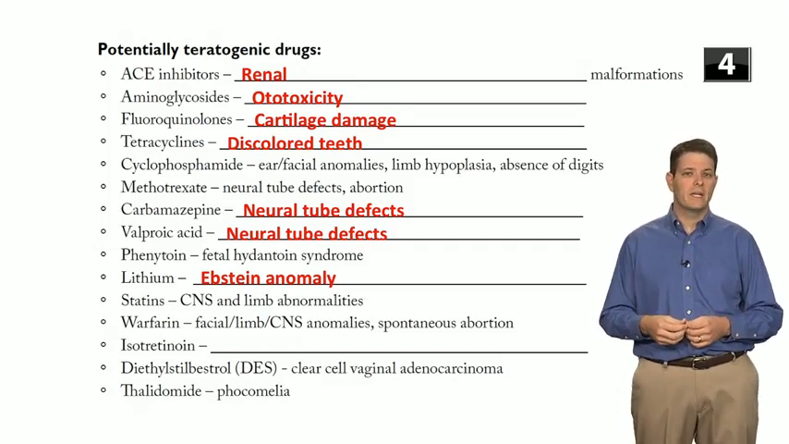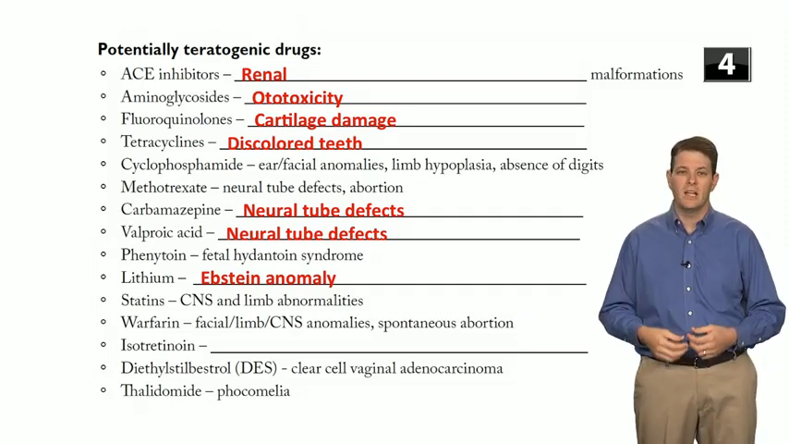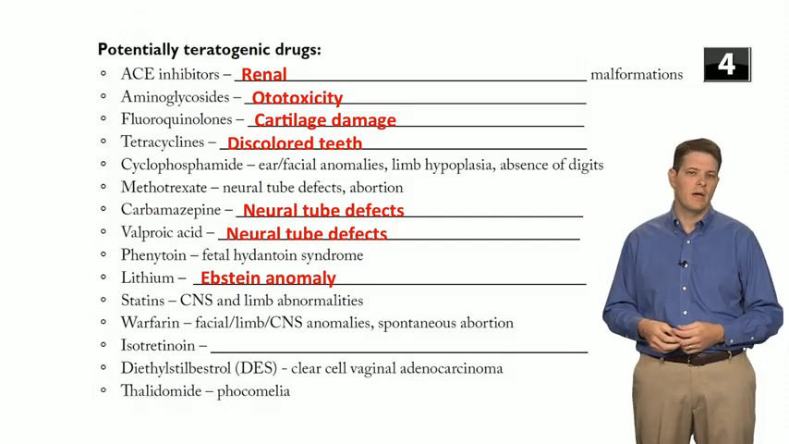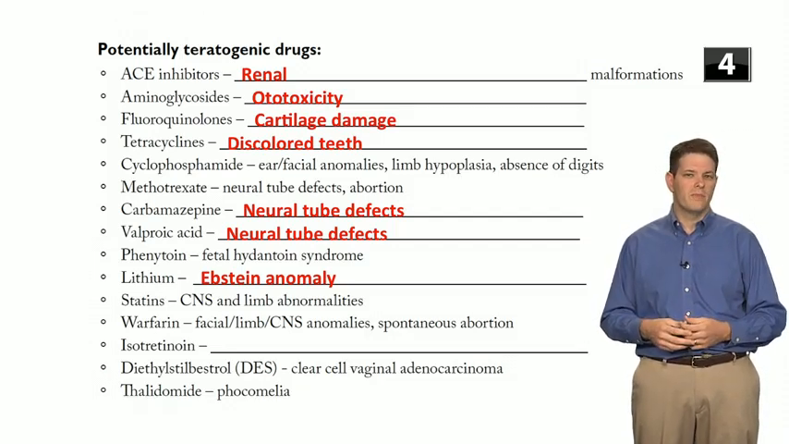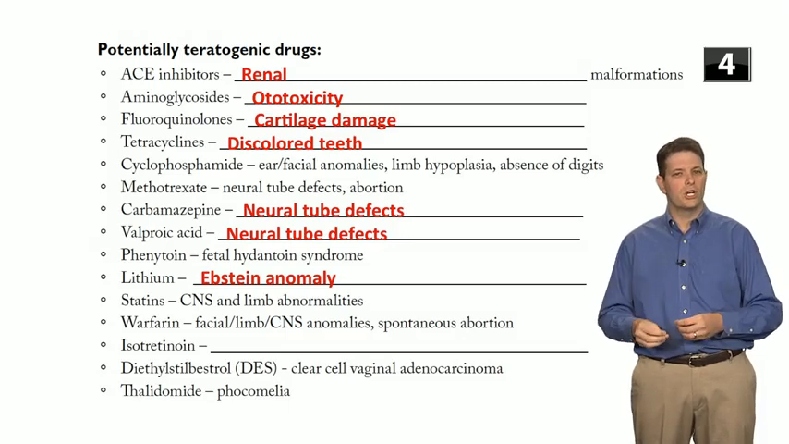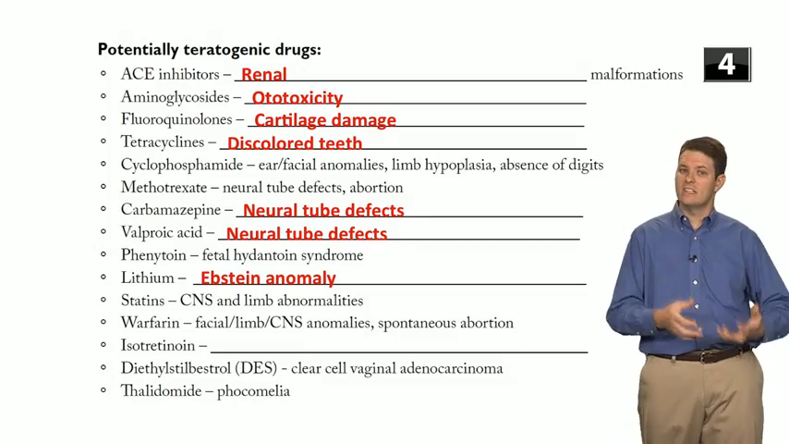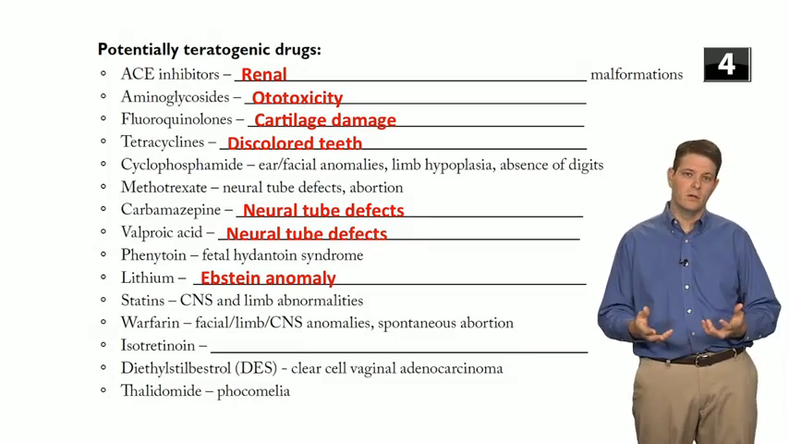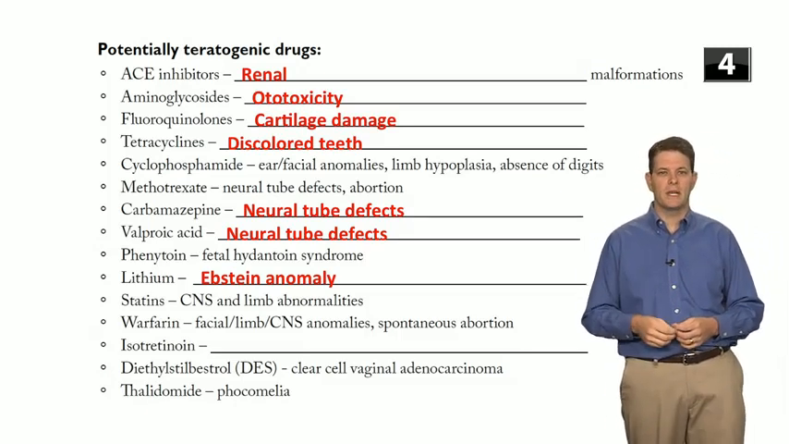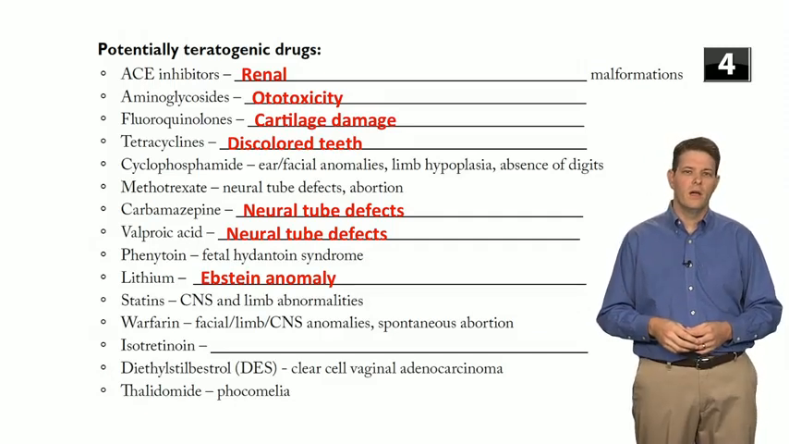Another category X medication is warfarin, which can cause a lot of different problems like facial anomalies, limb anomalies, CNS abnormalities, and spontaneous abortion. Now, you don't need to get bogged down in all these specifics of warfarin, but just know that warfarin is teratogenic. You should not use it in a pregnant patient. Now, which anticoagulant is considered safe during pregnancy? Heparin. Make sure you know that distinction. We're going to talk about that again in the hematology section when we talk about the anticoagulants in detail.